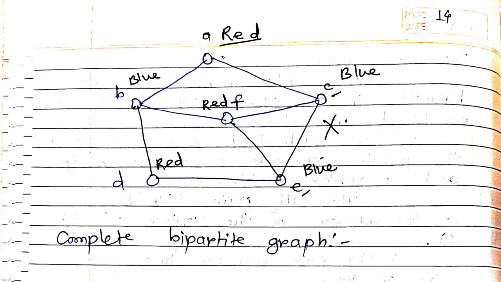So this graph is not a bipartite graph. Not bipartite because the condition is not satisfied. We cannot divide this graph into two sets. Now remember that we have to use only two colors here, red and blue, or any other, but only two colors you have to use because this is bipartite, so you should have two disjoint sets.